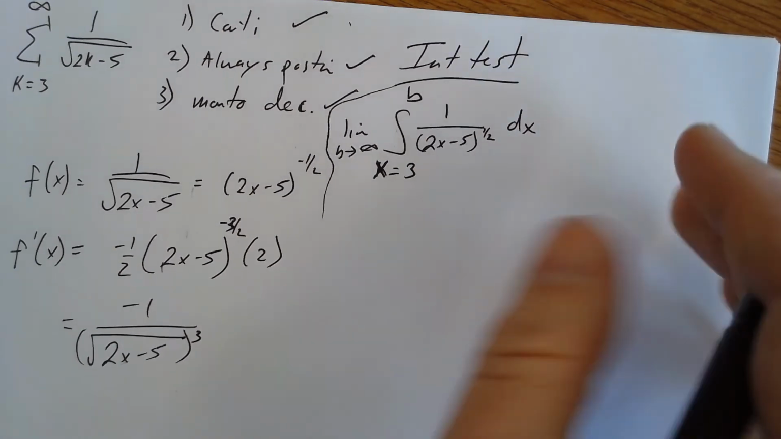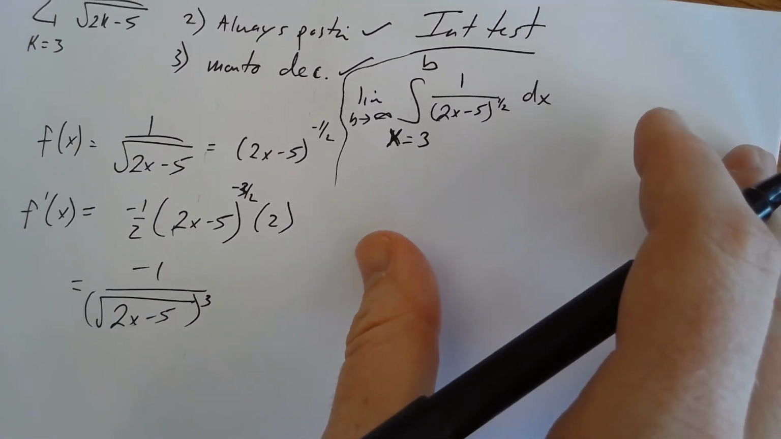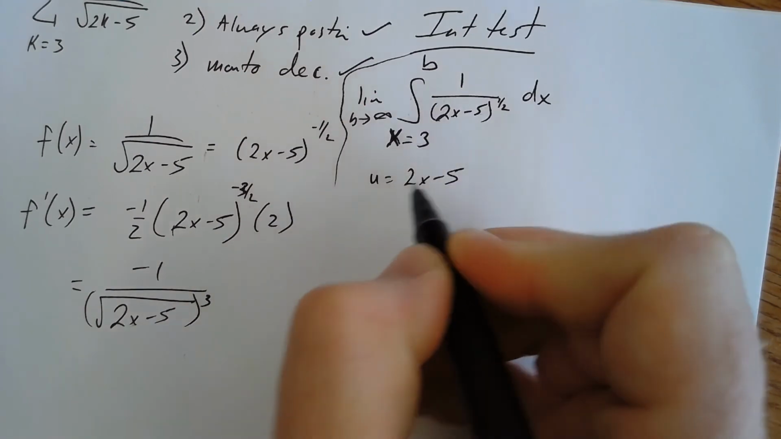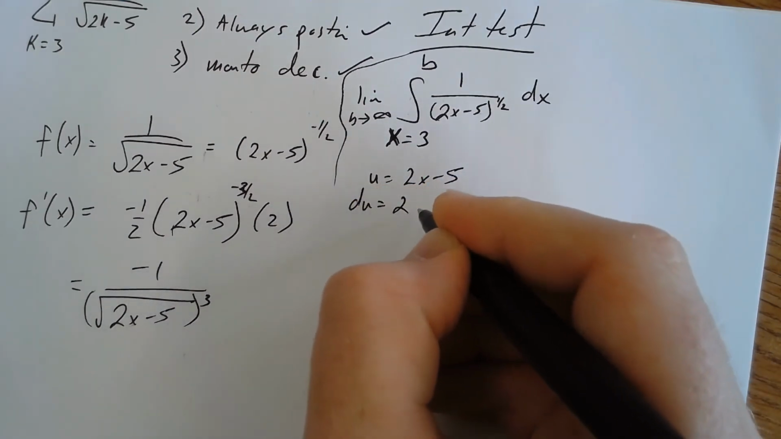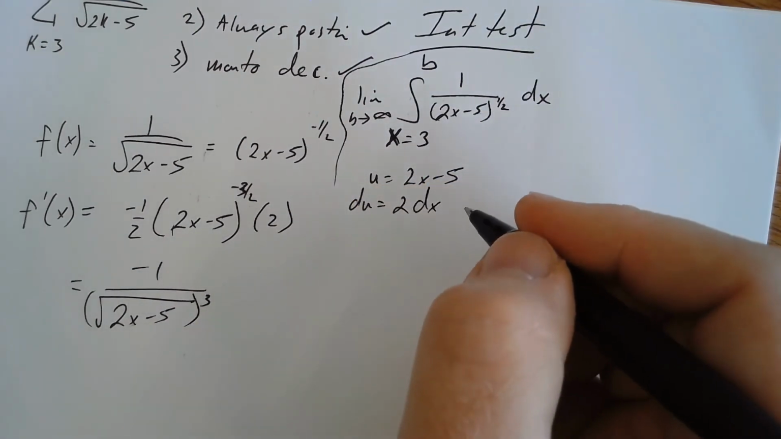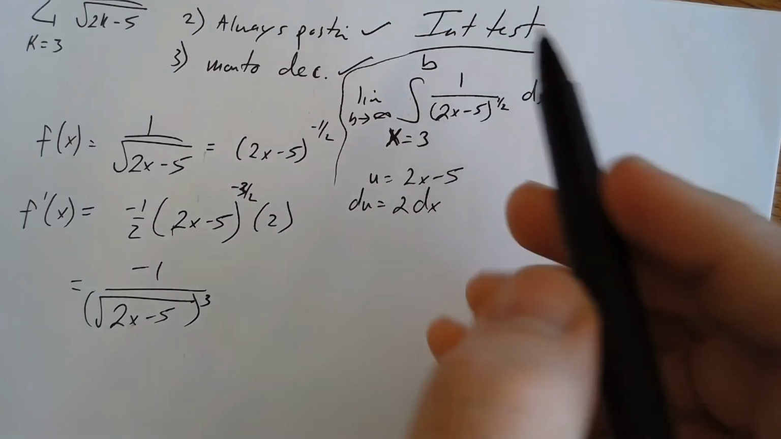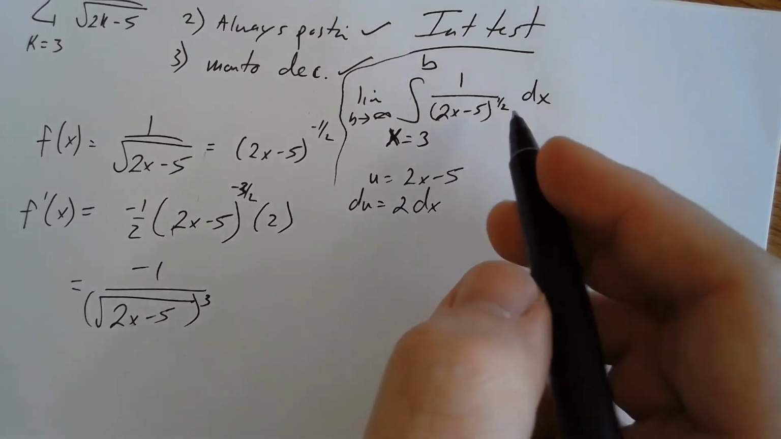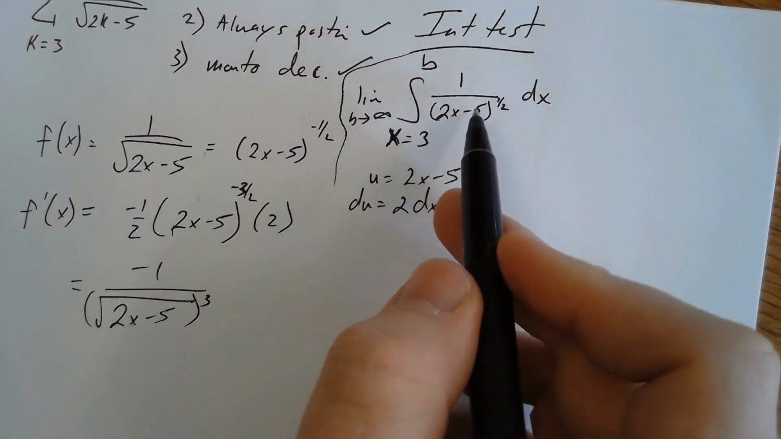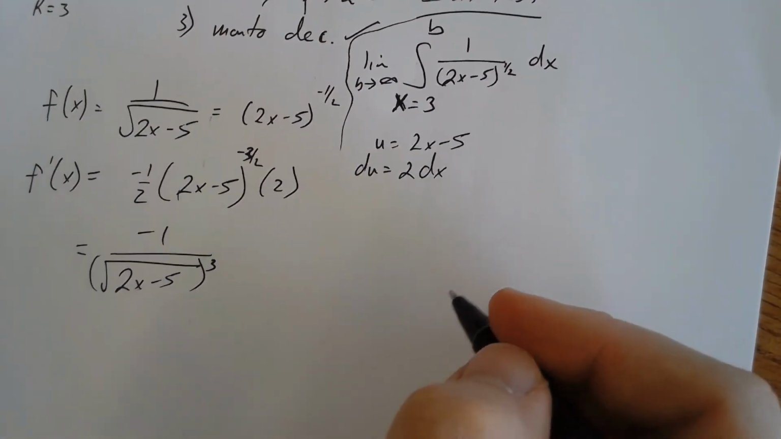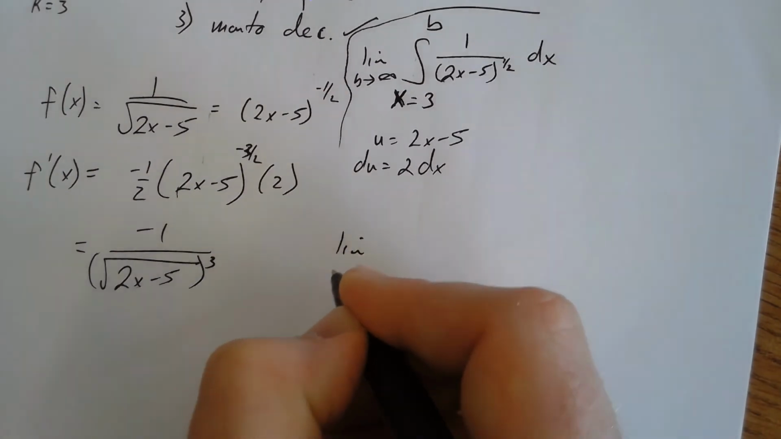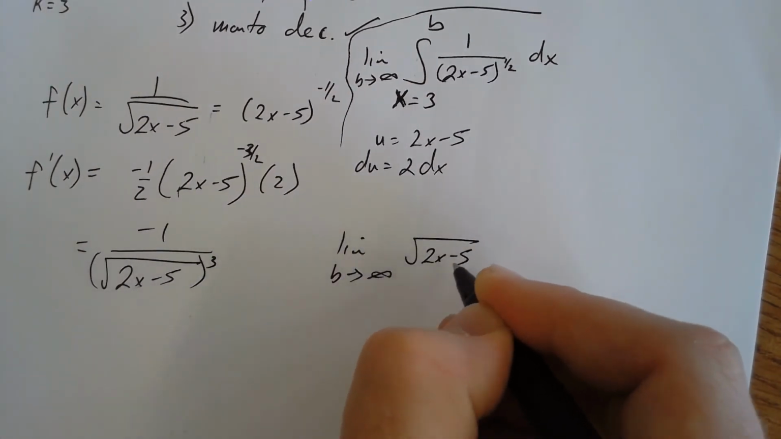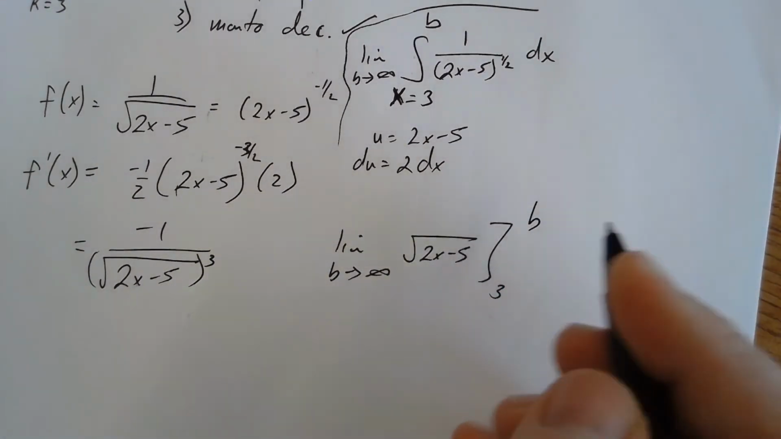The way that we evaluate this integral is again by using a u sub. When doing a u sub, we'll do u equals 2x minus 5. My du is going to be equal to 2 dx, so I'm going to have a multiple of 1/2 in here. As I go through the rest of the steps in this problem, we'll come to the conclusion that integrating this function, we'll end up getting the limit in the end as b approaches infinity of some form of a square root of 2x minus 5, evaluated from 3 to b.